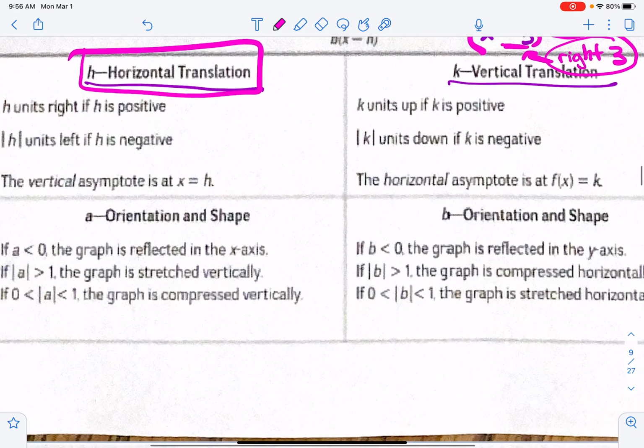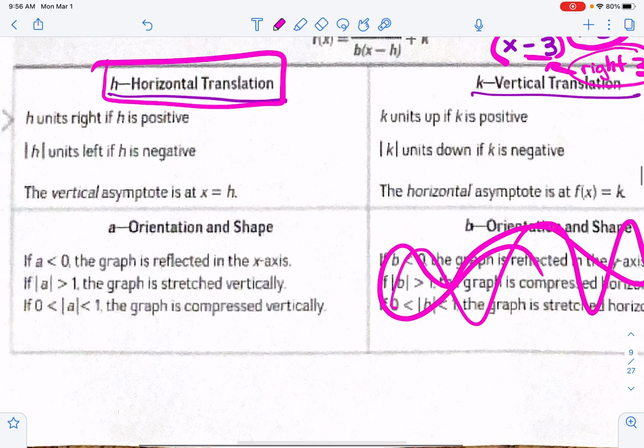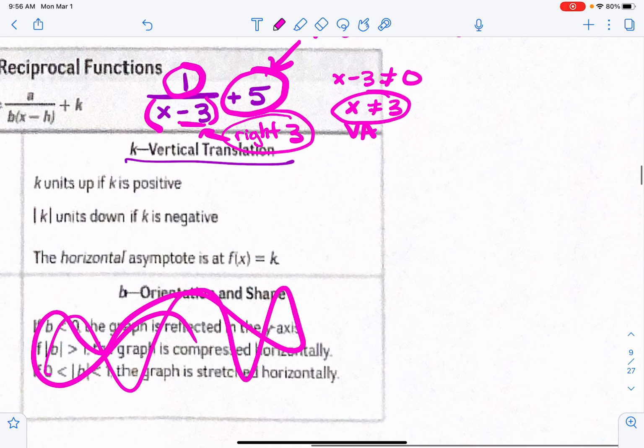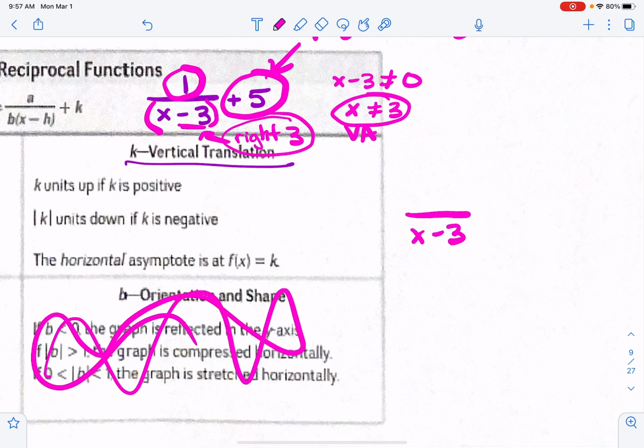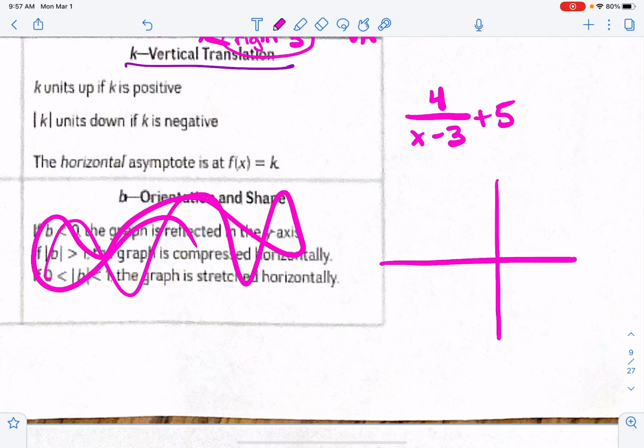The last thing that we need to talk about, I'm not going to talk about part B, but part A, is if you ever have a number on the top of here and it's not 1, what's going to happen is this. Let's use that same example that I had, but instead of 1 on the top, let's put a 4 on the top. So what's going to happen is on my graph, this 3 is shifted 3 units to the right. So 1, 2, 3 units to the right. Okay, 5 units up. 1, 2, 3, 4, 5.